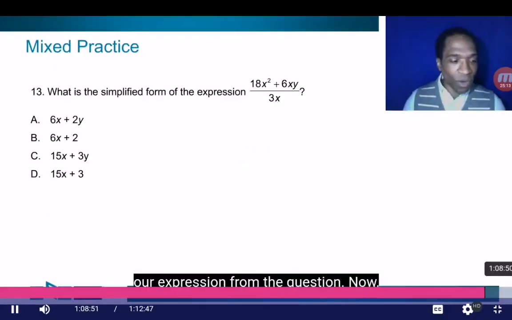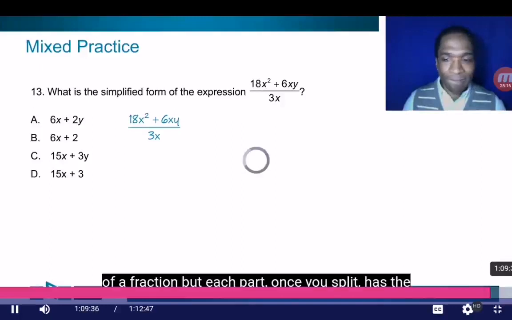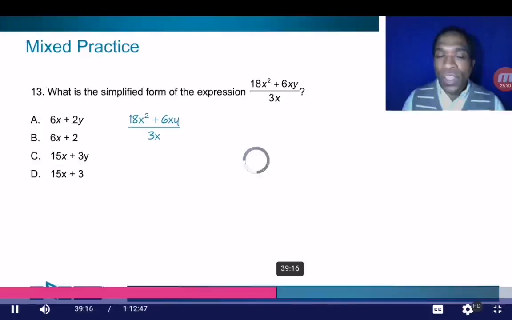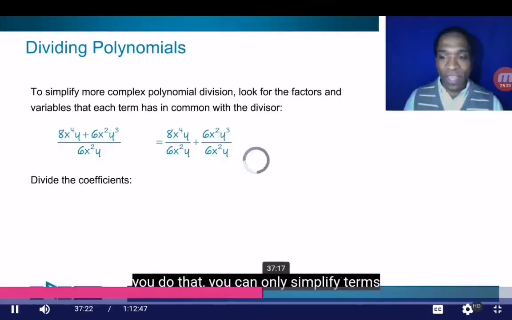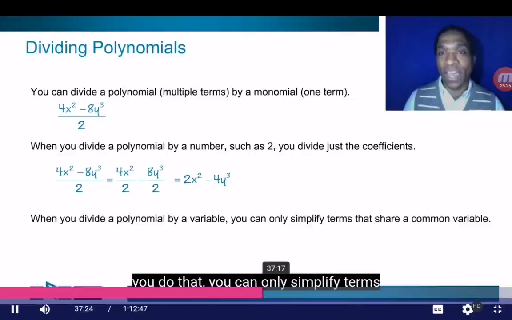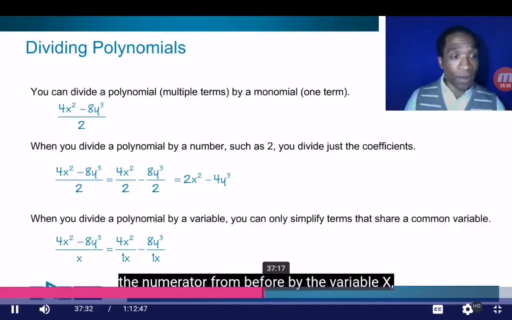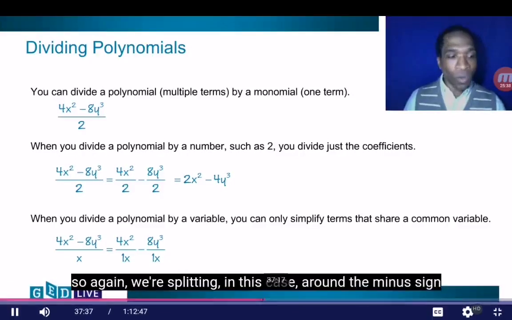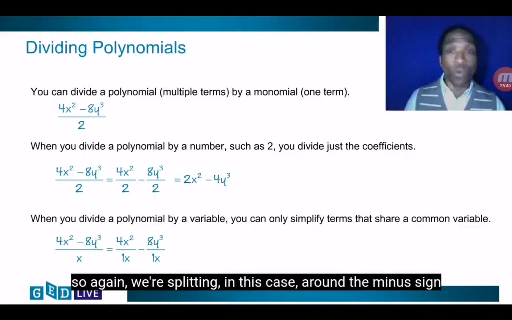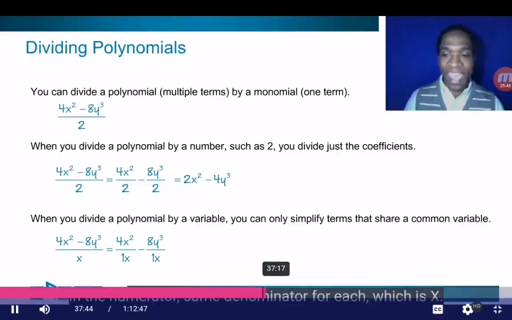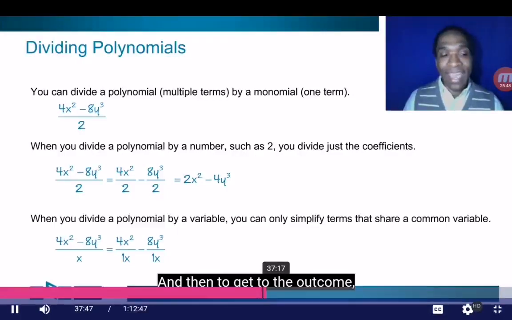Common. Here's our expression from the question. So we're going to do this piece by piece. To do that, you can only simplify terms that share a common variable. So here's what that looks like. Let's say we're dividing the numerator from before by the variable x. So again, we're splitting, in this case, around the minus sign in the numerator, same denominator for each, which is x.